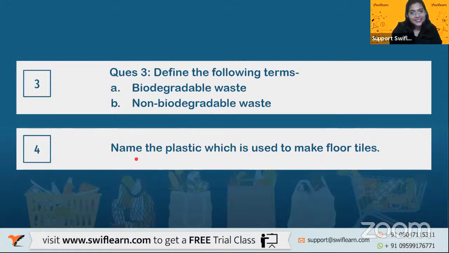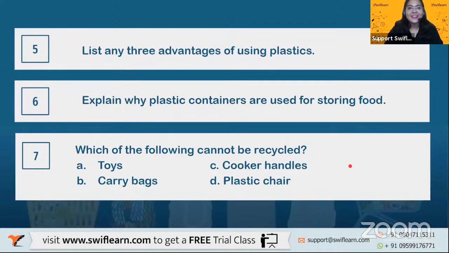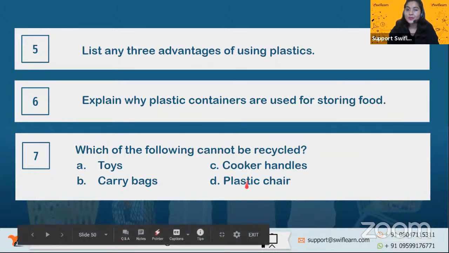And next is, name the plastic which is used to make floor tiles. Many times I have said, yeah, I know you remember. Yes. Okay. You will do this answer. Next is, list any three advantages of using plastics. Yeah. Next, explain why plastic containers are used for storing food. Okay. You will write the usefulness of the plastic over here by keeping in mind all the properties of the plastic. Okay. And finally, which of the following cannot be recycled? Toys or carry bags or cooker handles or plastic chairs.